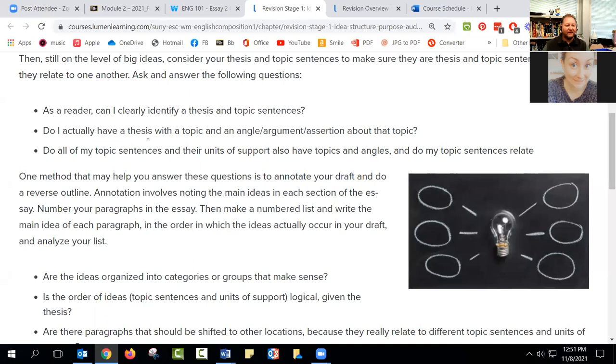Do I actually have a thesis with a topic and an angle or an argument or an assertion about that topic? And this is why I had you do that thesis exercise. Just practice to make sure you can identify and create a thesis statement that has a topic and an angle, an argument, or an assertion, right? If you just said, this essay is about puppies, that's not an angle. That's just the topic. We know the topic is puppies. What are you talking about?